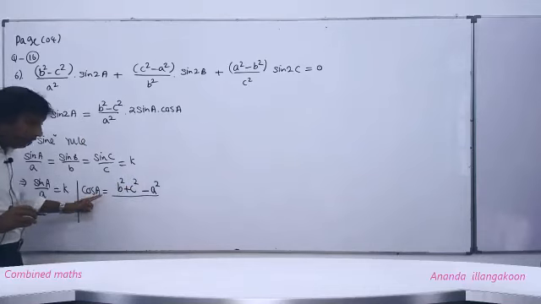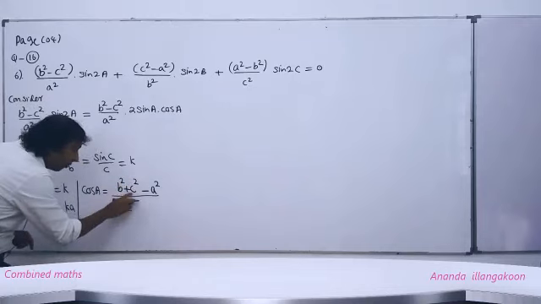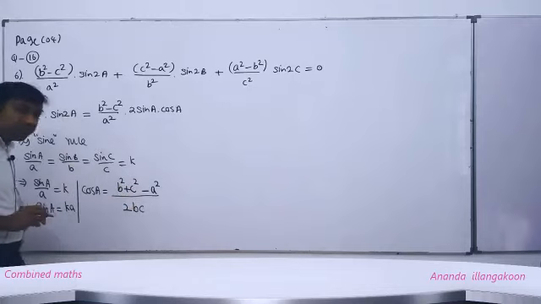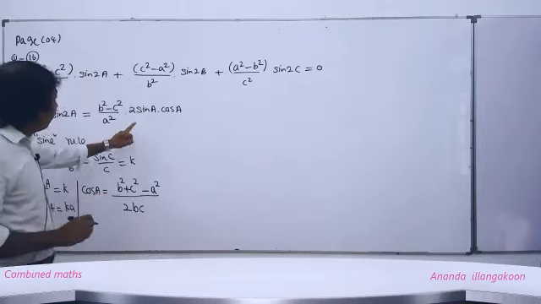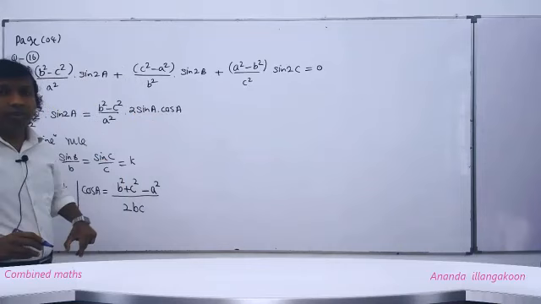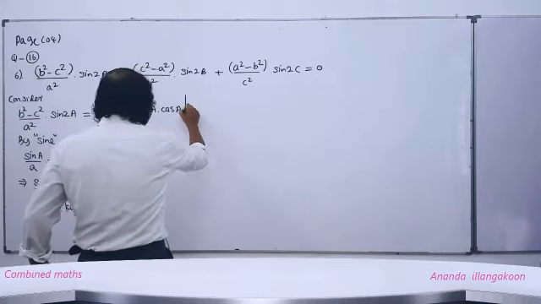Understand? Then the denominator is 2 times, without the squares, multiply this by 2. That is how we remember the cosine rule. Okay, put them here and here. And furthermore, we'll keep simplifying this. Understood?